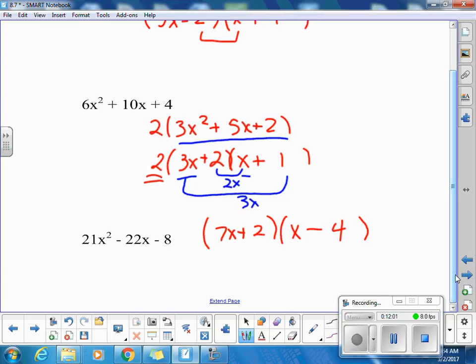And in this bottom one, again, I only have a couple of sets of factors for 21: 7 and, whoops, I need a 3 here. 7 times 3, or 21 times 1. And for 8, we have 8 and 1, 4 and 2. Let's check our middle terms if I have it in this arrangement. Here would be a negative 28x. Here would be a 6x. So negative 28x plus 6x would give me the negative 22x.